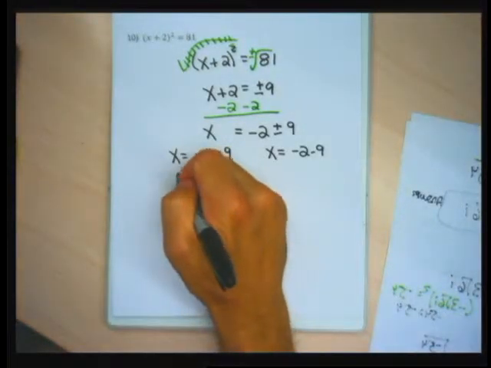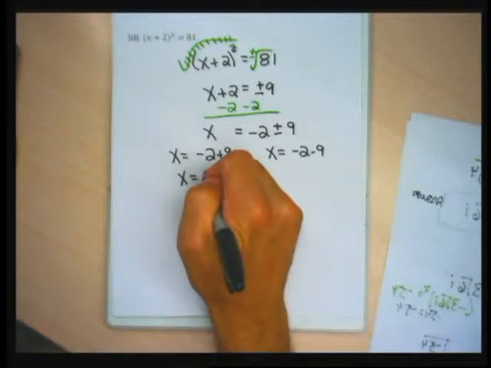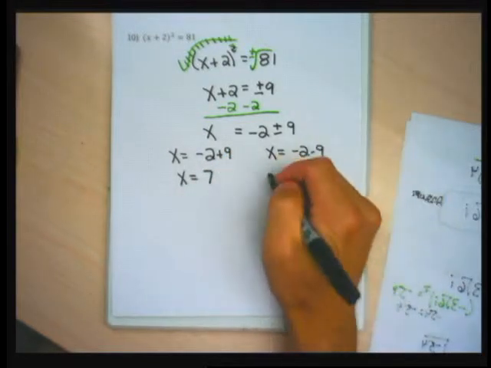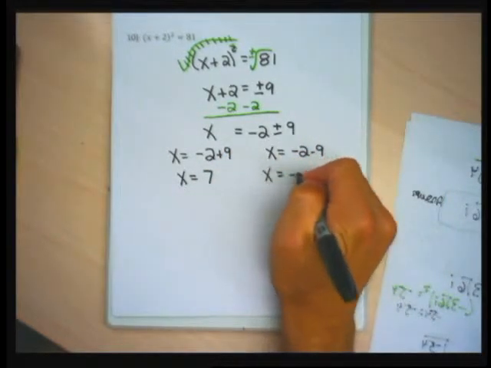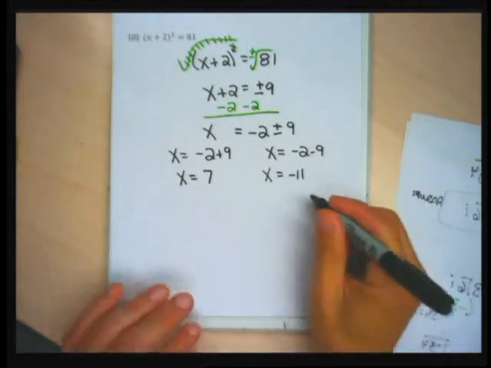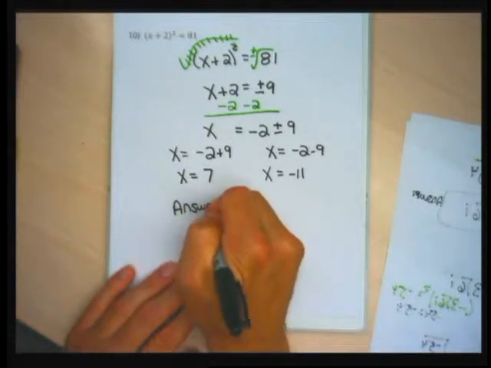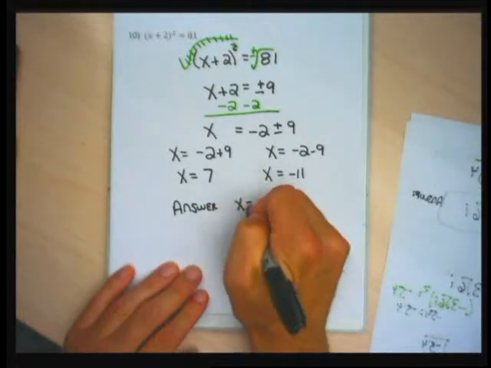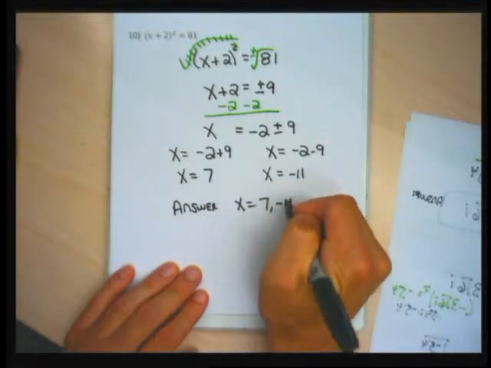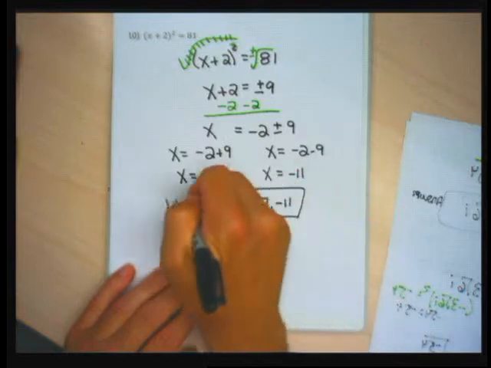And so negative 2 plus 9 I don't need my calculator to do, but you can use your calculator if you don't. Similarly, negative 2 minus 9, I don't need my calculator as well. So for this problem, my answer doesn't even have the plus or minus symbol. My answer is going to be x equal to 7 and negative 11. And I'm going to check.